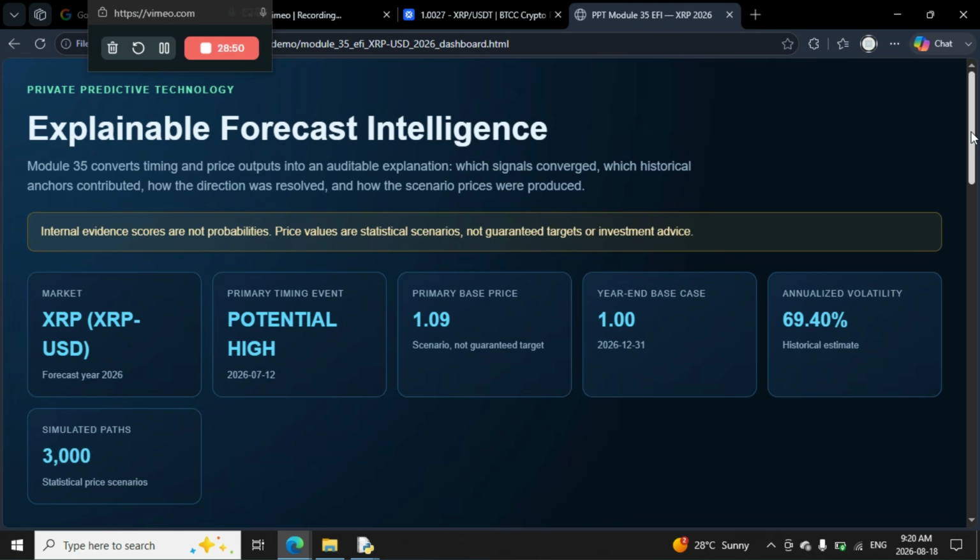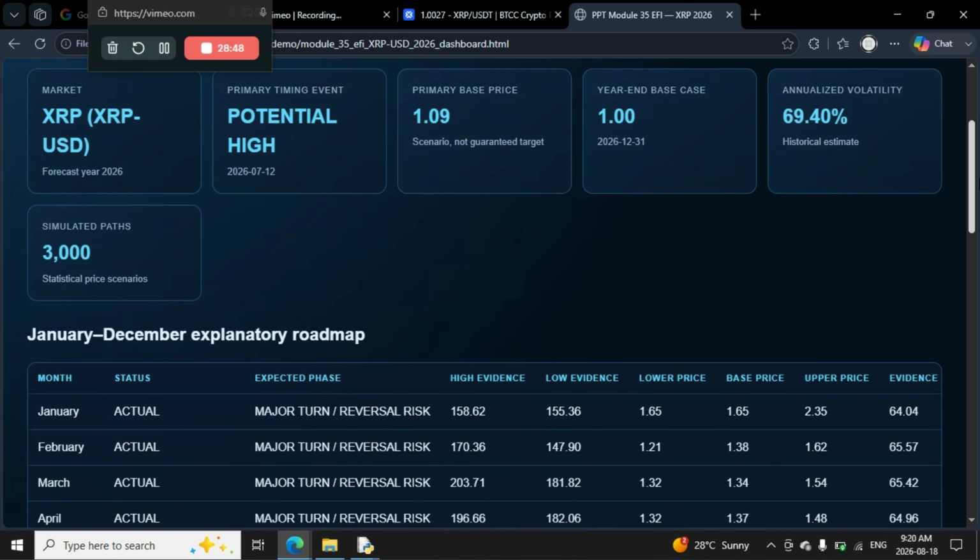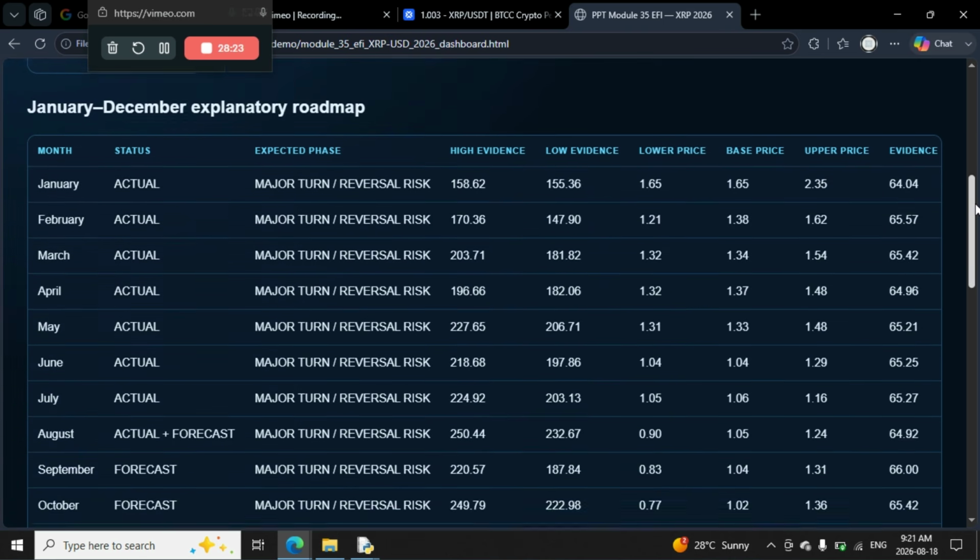All right, XRP. The long-term or mid-term base is $1.09, and we've been trading around that right now. The year-end base is around $1 that it's calling for. So let's take a look at the probabilities and the paths used to make the price scenarios. Let's look at January to December, and then we'll come back to the chart.